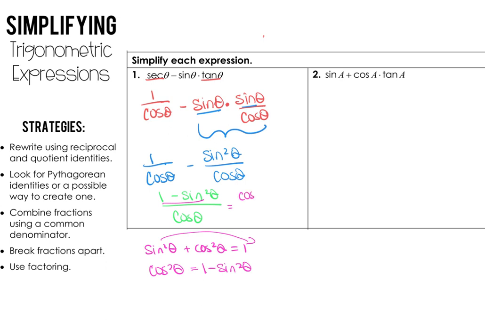Cosine squared. All right. And then I should be able to reduce 1 cosine out of the top and the bottom, which gives me just cosine. That is as simple as it gets. So go ahead and try number 2, rewriting everything in terms of sine and cosine.